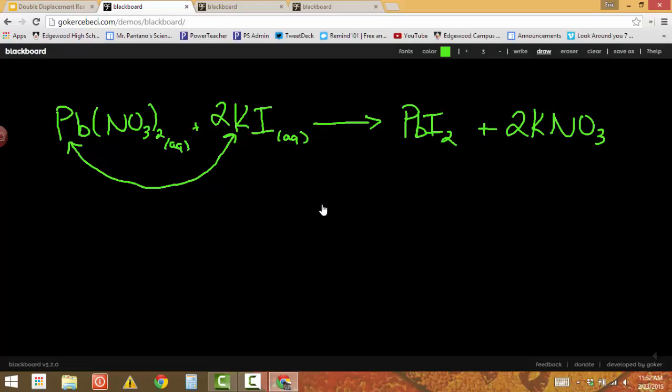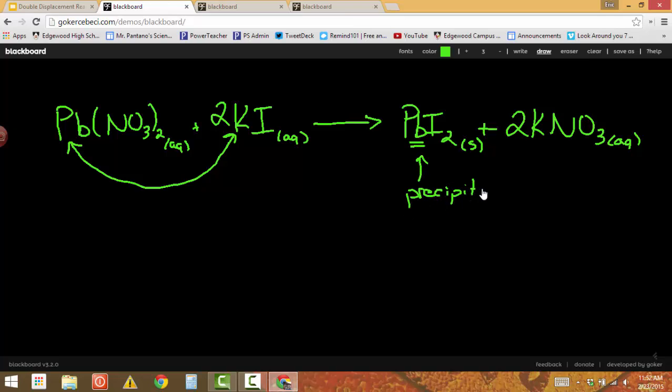All right, here was our first example: lead-2 nitrate and potassium iodide to form lead-2 iodide and potassium nitrate. Well, potassium nitrate not only contains the nitrate ion, but it contains an alkali metal ion, potassium, which means it's always going to dissolve. It'll always be aqueous. What about lead-2 iodide? Contains the iodide ion. Iodides are usually soluble unless they're with silver, lead-2, or mercury-1. Well, this one is with lead-2, which means this is not going to dissolve. It's going to be a solid.